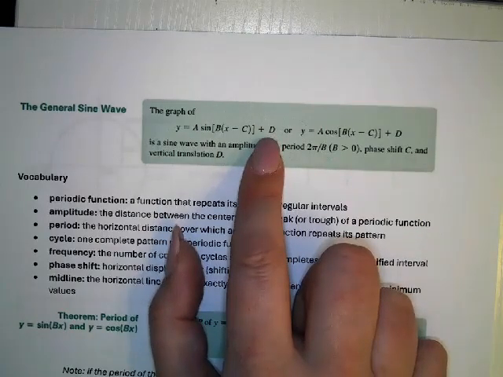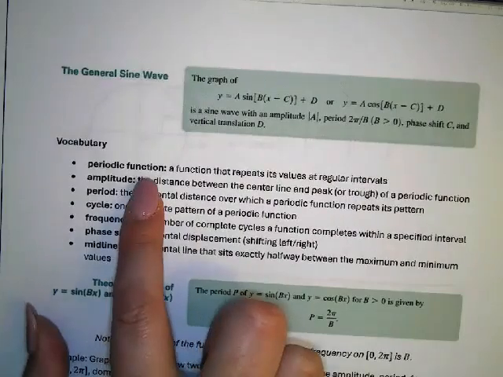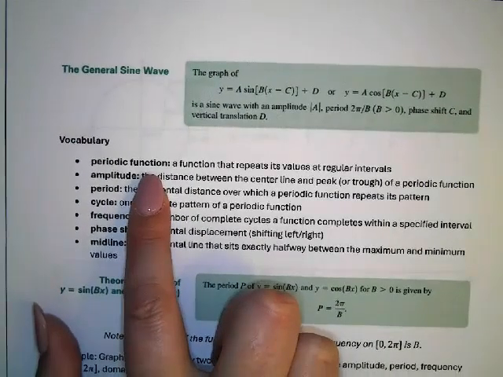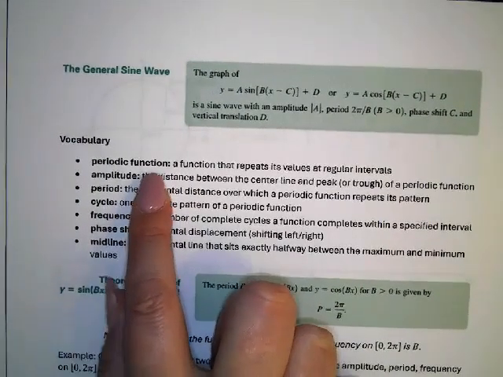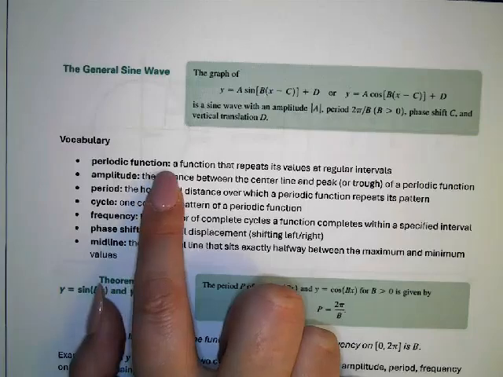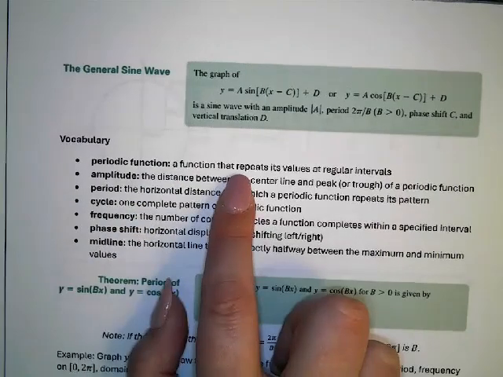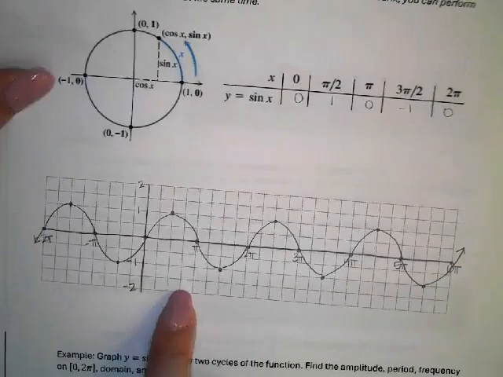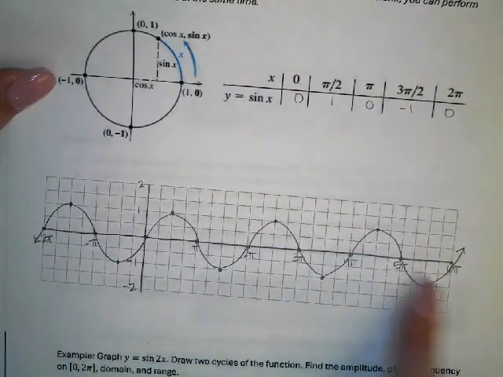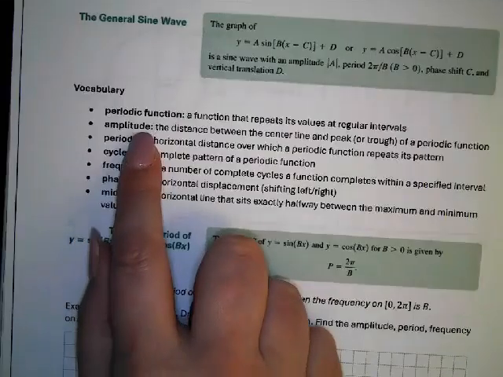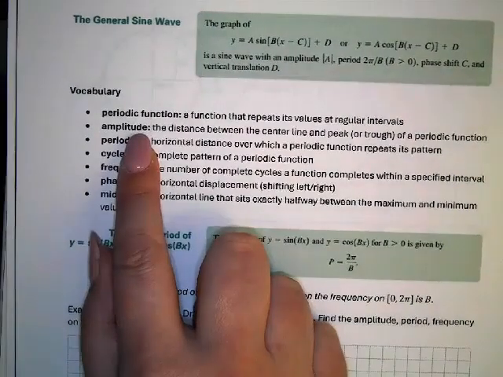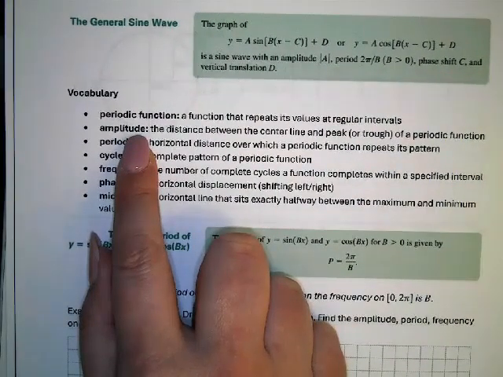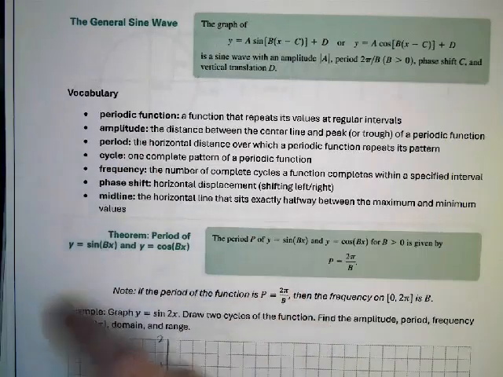So here are some vocabulary terms that are very specific to trig functions. Trig functions are periodic functions, which is a function that repeats its values at regular intervals. So this is the wave. It's making a wave, and it's repeating its values. An amplitude is what we think of as vertical stretch or vertical compression. So it's how much taller than normal the graph typically is.